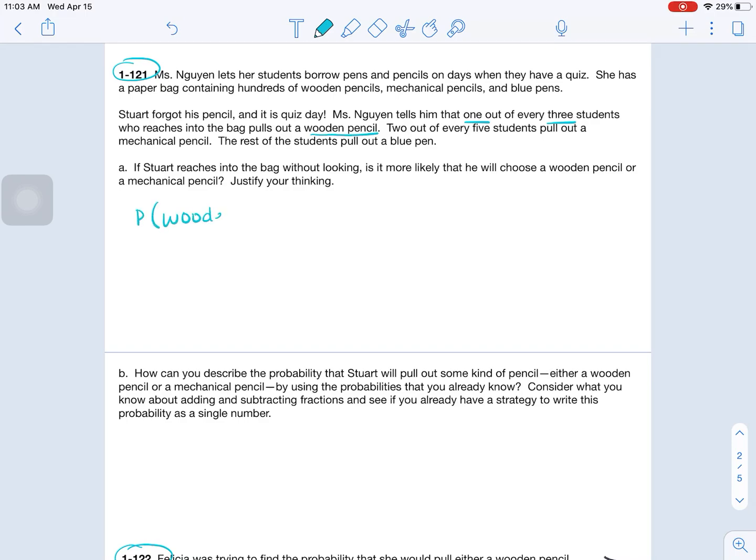So I'm going to write this down. This is going to be important that we remember this information. So the probability of choosing a wooden pencil, she said, is 1 out of 3. 2 out of every 5 students pull out a mechanical pencil. So the probability of pulling out a mechanical pencil is going to be 2/5. And then it says the rest of the students pull out a blue pen. If Stuart reaches into the bag without looking, is it more likely that he will choose a wooden pencil or a mechanical pencil? So we need to figure out basically which one's bigger, 1/3 or 2/5.